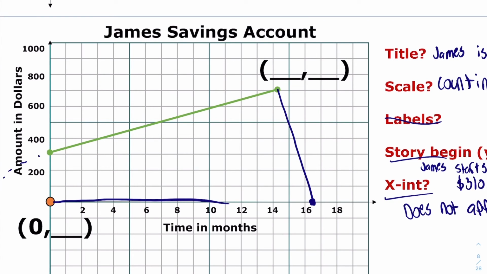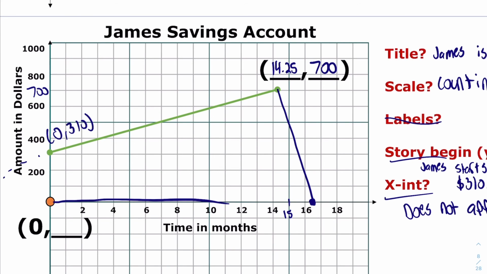I just remembered that there is one more thing that we should know about our graphs, and that is how to write the equation for them. So let's just go ahead and label this point. This was 0, 310. This one up here looks like it's, this number is 15. So we'll say 14.25, and the y is 700.